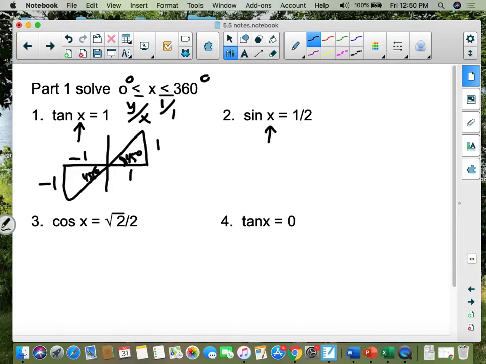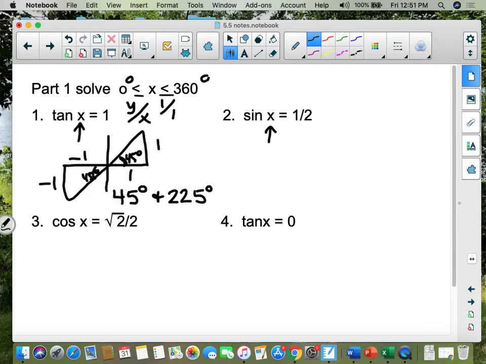But the actual angle is not 45. If you're in the first quadrant, doesn't the angle have to be less than 90 degrees? Isn't it going to be 45 degrees for the first one? And if I'm in the third quadrant, and I went past the 180 marker by 45 degrees, what's the actual angle? What's 180 plus 45 make? 225.